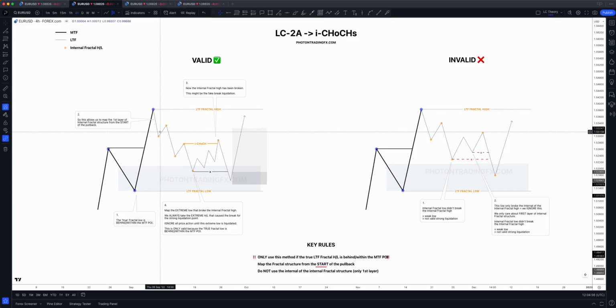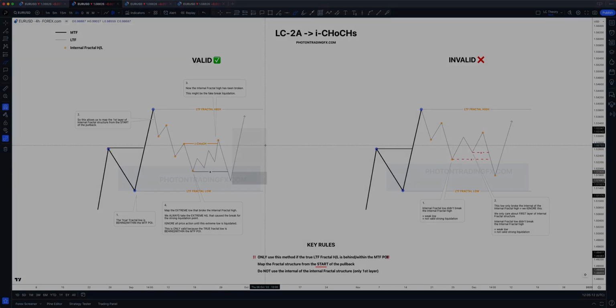Make sure you're mapping it from the start of the pullback, and make sure when you get the true fake break of that first layer of internal structure, you always take the extreme point. So if we're getting long, we always take the lowest point that led to that break. And if we're getting short, you'd always take the highest point, okay? Watch this again and again and again, and we'll look at one example.